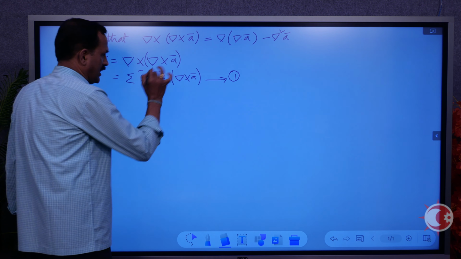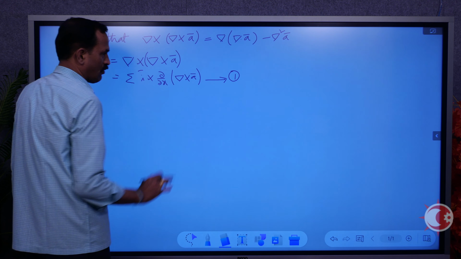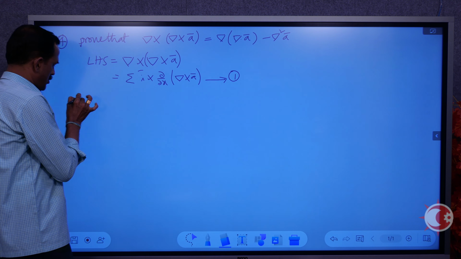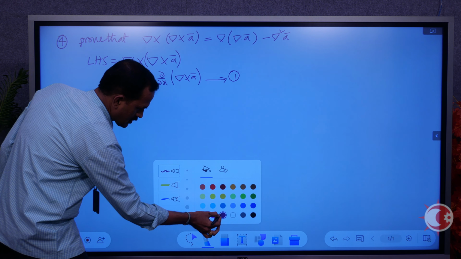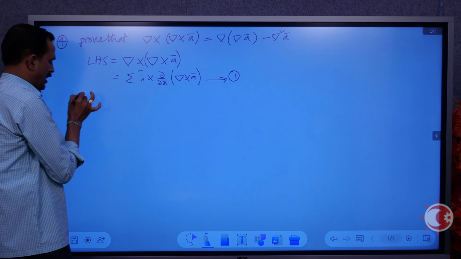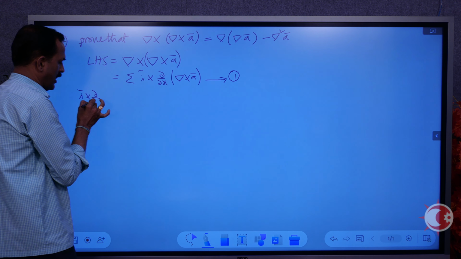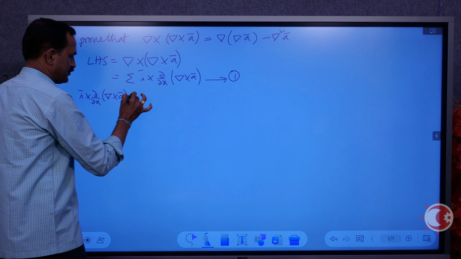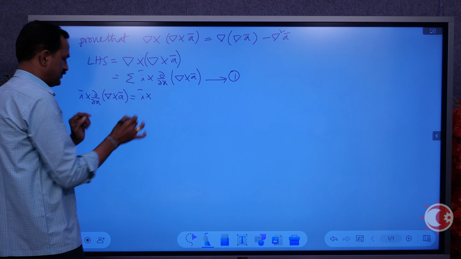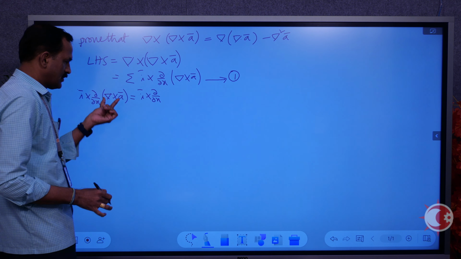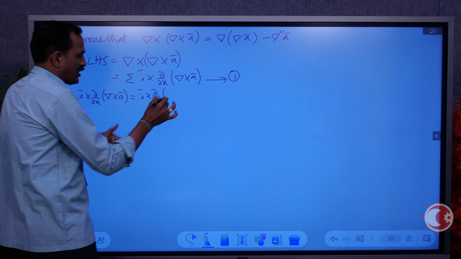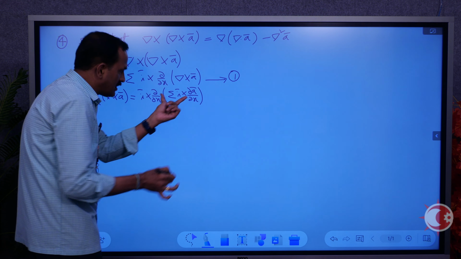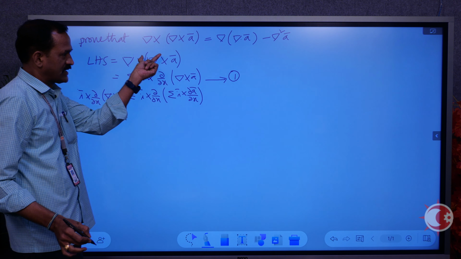Take this part separately. Sigma of something, let it be 1, LHS we have. Except sigma, take the remaining part. What will we get? I bar cross dou by dou x of del cross A bar. Taken this part separately, I bar cross as it is, dou by dou x as it is, del cross A bar. For that you have to apply the definition again: sigma I bar cross dou A bar by dou x. This is the definition of del cross A bar.